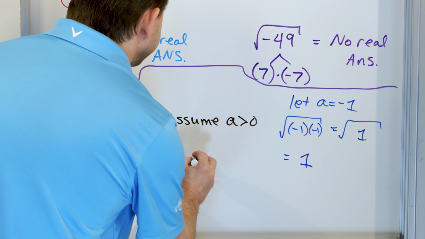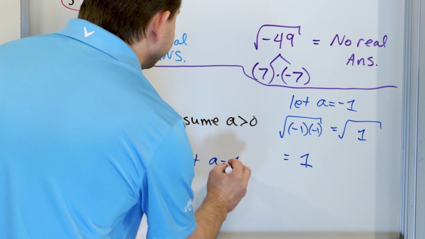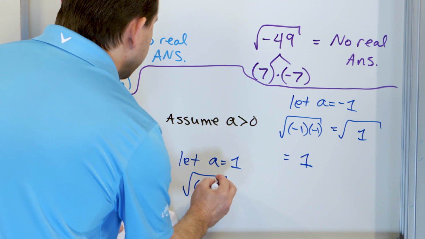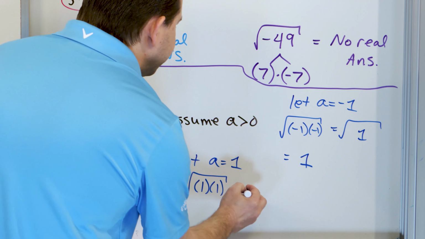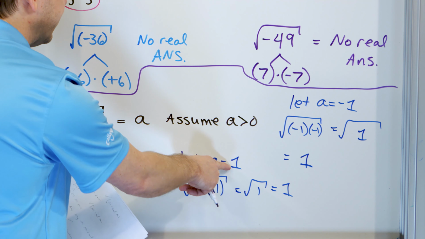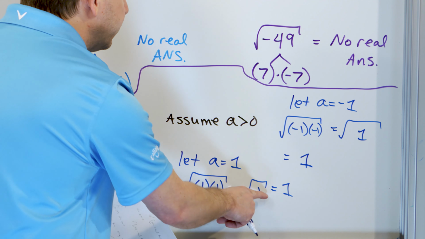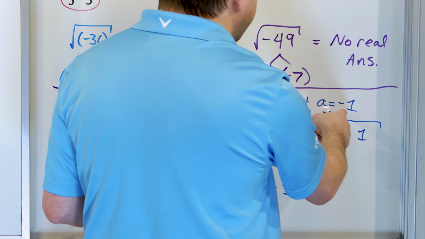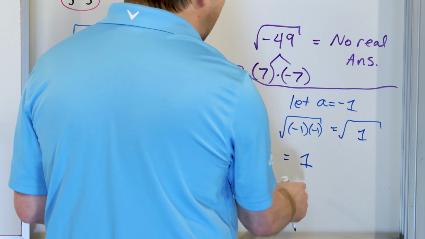If we let a equal +1, then under the radical we'll have 1 times 1, because a is now equal to 1. So that means we'll have the square root of 1, which is equal to 1. So if we let a be a positive value, we square it, take the square root, then we get the same thing back. But if we let a become a negative number, then we square it, take the square root, we actually get the opposite sign.